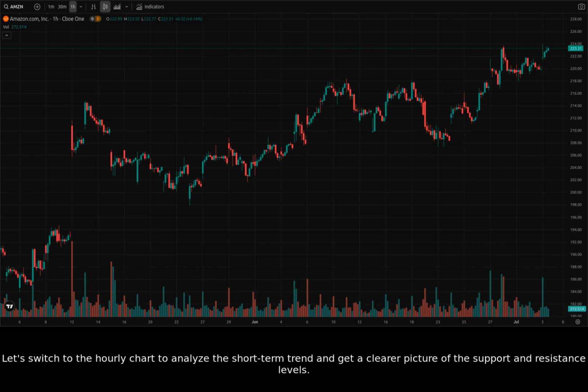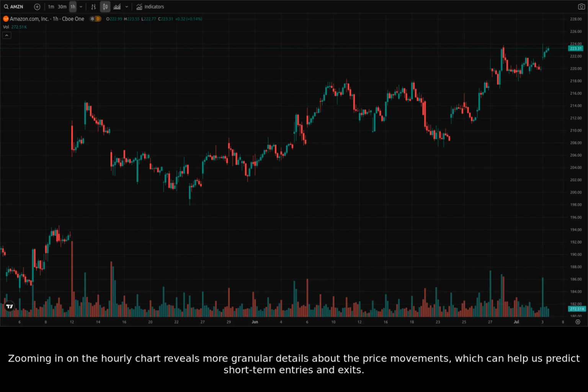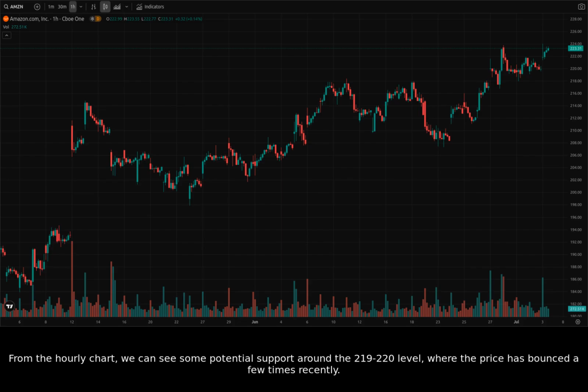Let's switch to the hourly chart to analyze the short-term trend and get a clearer picture of the support and resistance levels. Zooming in on the hourly chart reveals more granular details about the price movements, which can help us predict short-term entries and exits. From the hourly chart, we can see some potential support around the 219 to 220 level, where the price has bounced a few times recently.